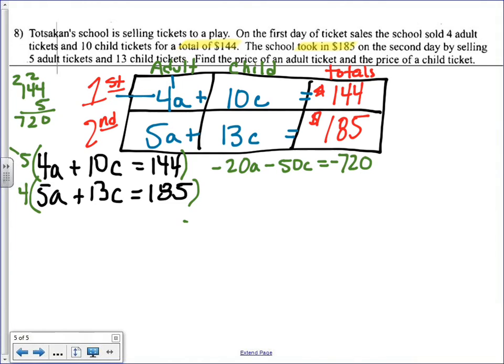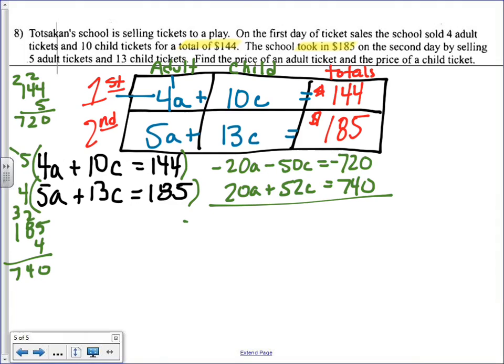All right, bottom equation, we distribute a 4. We would get positive 20A plus 13 times 4 is going to give me 52C. And then 185 times 4, I don't know what that is. Here we go. 185 times 4. 20, carry the 2. 32, 34, carry the 3. 4 times 1 is 4, plus 3 is 7, so 740. All right, and now I do have inverses, negative 20A and positive 20A. So let's add them together. We get 0A plus negative 50 plus 52 is 2C. And then negative 720 plus 740 is 20.